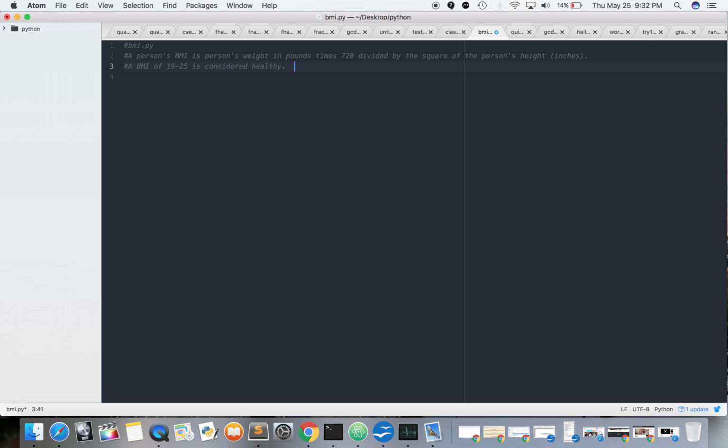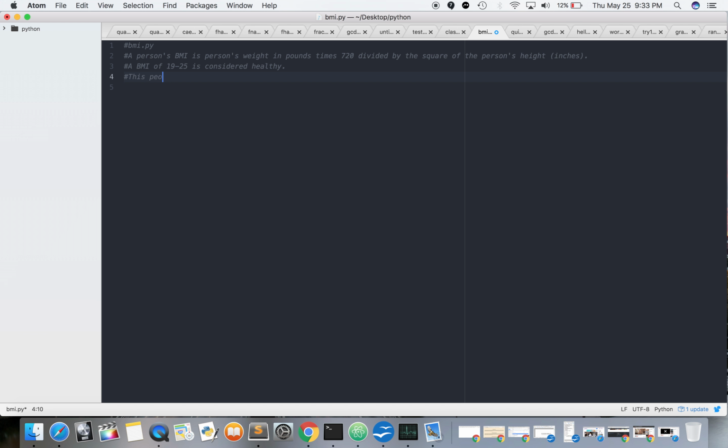Now, they called it inclusive, I think, because in Python, if you have a range, the second number is not inclusive. But when you're just talking regular numbers, in general, it's usually inclusive. So 19 to 25 is considered healthy.